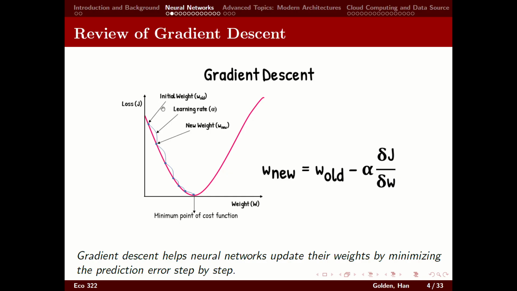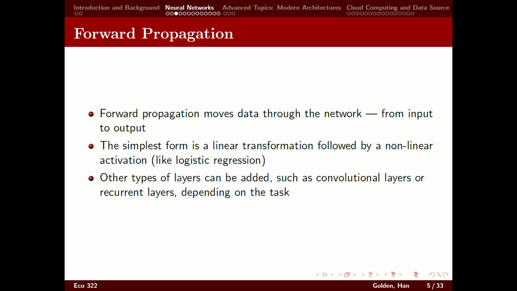So here's gradient descent. As you know, you start with an initial weight, you have a learning rate, and you go to a new weight. Normally, the learning rate declines as you descend, because either the gradient goes down or you have a learning rate that automatically declines through a process like Newton's method. So go down, go down, go down. Maybe you overshoot it, and then you roll down the hill. The idea is you're getting to the bottom of the hill. Gradient descent helps neural networks by updating their weights, minimizing the prediction error step by step.